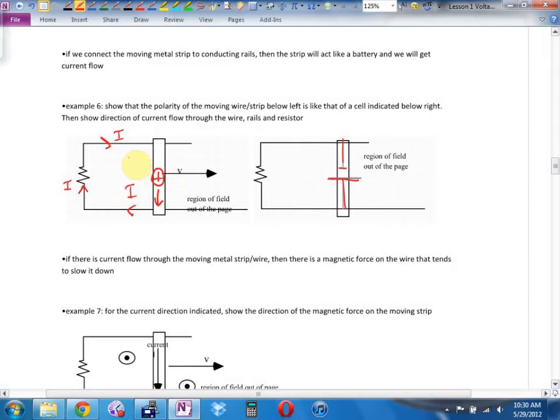Now it gets complicated. Do you agree with me that if we pull this, let's say with a string, that these charges are going to experience a force that's going to push them downwards? Yes? Okay.